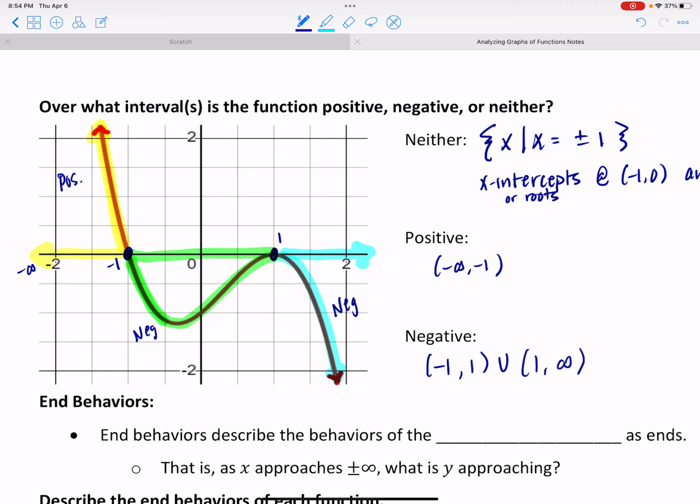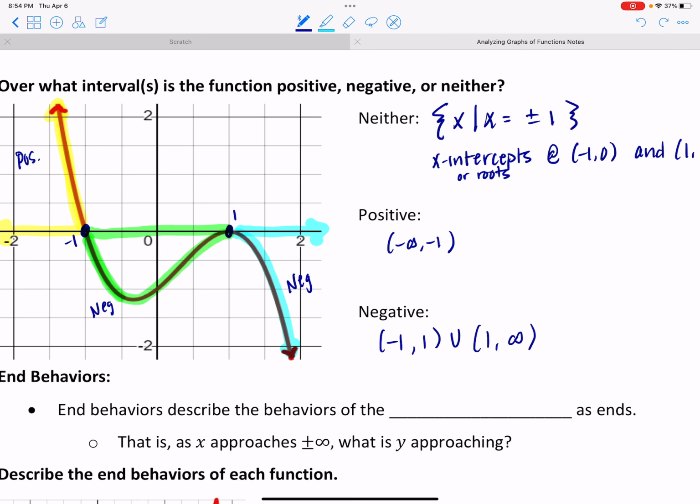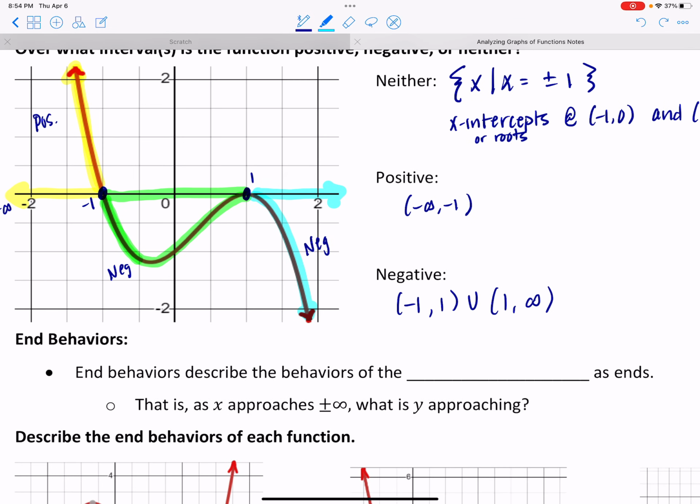And again, we have to make sure we separate this. We keep the parentheses on the 1 to exclude the 1. If I just went from negative 1 to positive infinity and lumped the 1 in there, that would imply that at 1 we are negative, and we are not. At 1 we're 0. The function value is 0, and 0 does not have a sign attached. Hopefully that's making sense and feeling familiar.